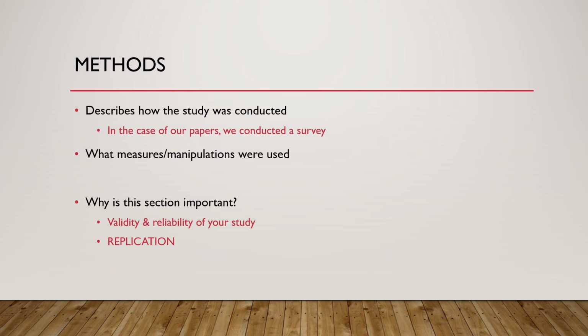You want to talk about what measures and manipulations were used in this study. For us, it's just what measures were in the survey. There were a bunch of available ones, and you chose two variables that you were interested in. So you should talk about how those variables were measured, how those operational definitions were defined.